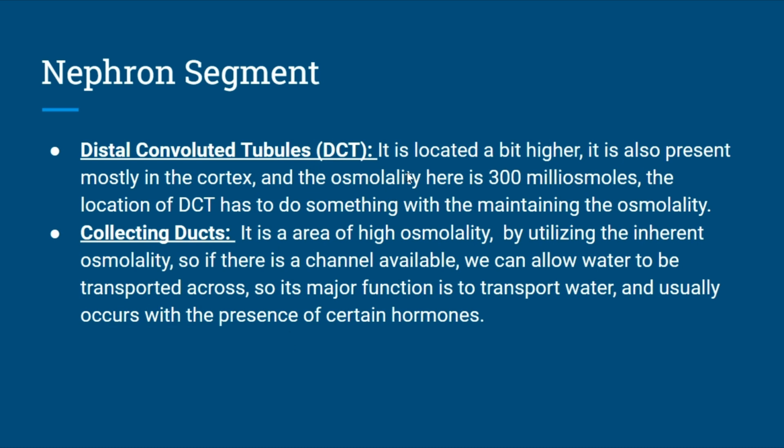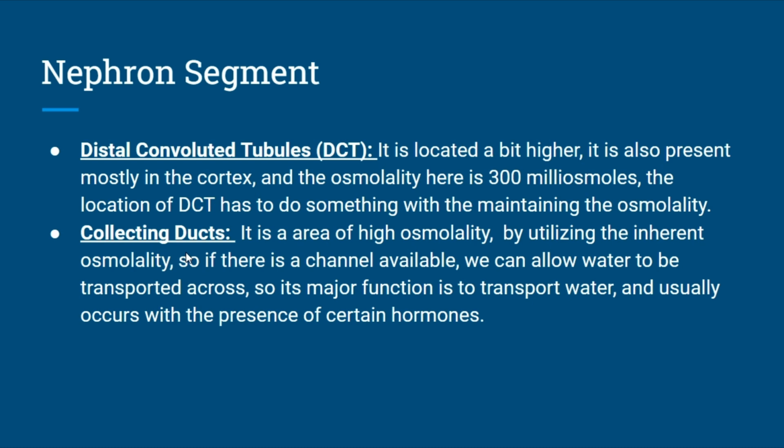This distal convoluted tubule is located a bit higher, and it is also mostly present in the cortex. The osmolality here is again 300 milliosmoles. You start with 300 from the glomerular capsule to the proximal convoluted tubule, go down to 1200 into the medulla, and go back up to 300 again. Or sorry, from the gradient point of view, it goes 300 to 1200 and 1200 to 300 again. So the location of the distal convoluted tubule has something to do with maintaining the osmolality as well.